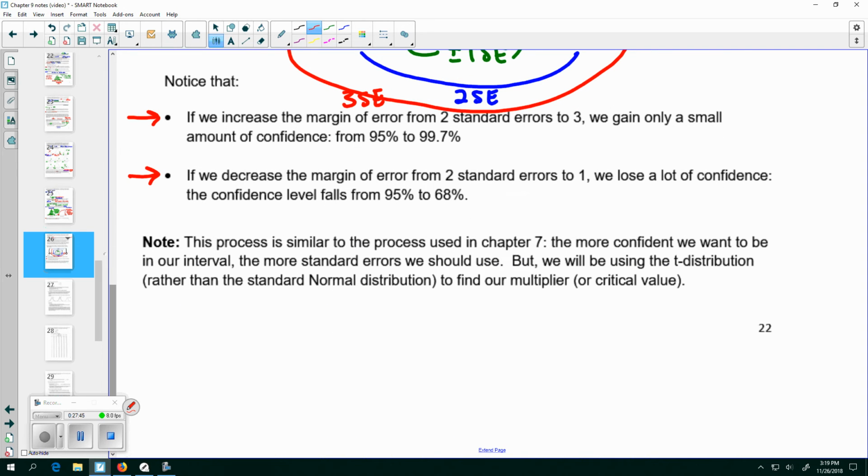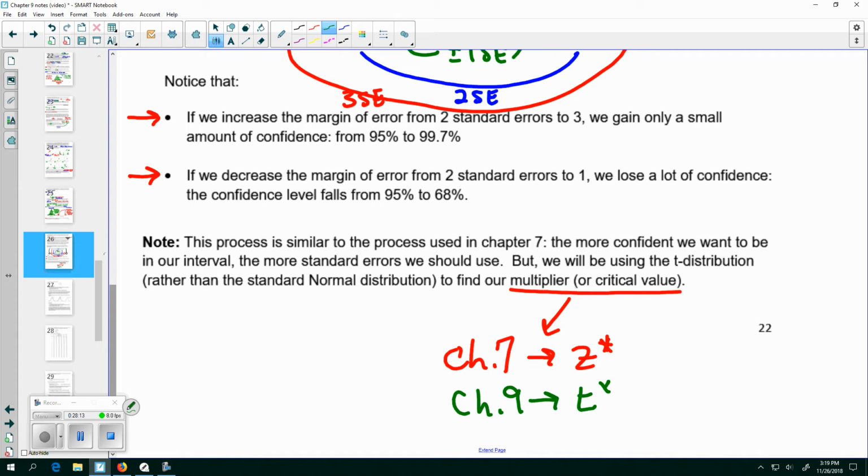All right, so note this process is similar to the process used in chapter 7. The more confident we want to be in our interval, the more standard errors we have to use or should use. But we're going to be using something called the t-distribution rather than the standard normal distribution to find our multiplier or critical value. So remember in chapter 7, we call these critical values z star. In chapter 9, because it comes from a different distribution, the t-distribution, we're going to call these critical values or multipliers t star. And we do that because of that substitution.